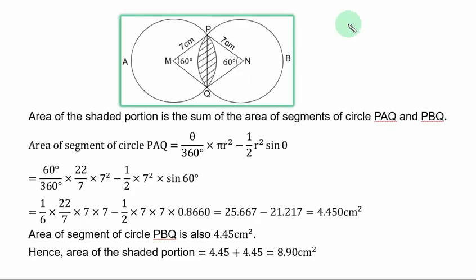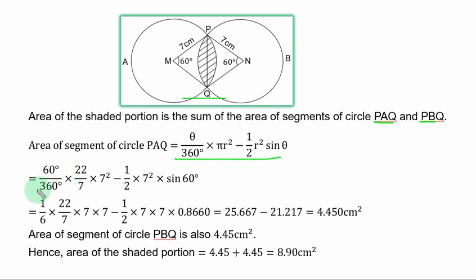So the shaded portion, its area is the sum of the segments for the 2 circles. So what I just said is what you have here. So area of the shaded portion is the sum of the area of segments of circle PAQ and PBQ. So area of segment is this. The angle is 60 degrees and the radii is 7. Once you do for one, you add both together.